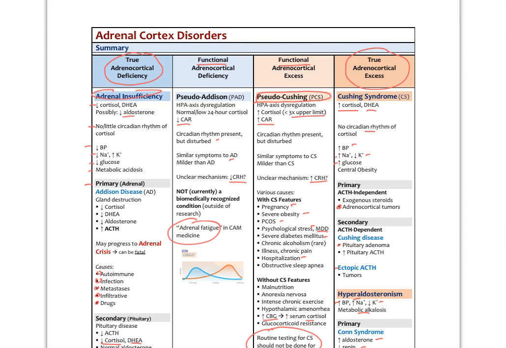So this is not currently a biomedically recognized condition, but again, we're seeing evidence for it in the research literature, when people study cortisol rhythms, especially salivary cortisol, with things like chronic fatigue and so forth. So those are all of your adrenal cortex disorders. In the following videos, we're going to go into each of these in a lot more depth.